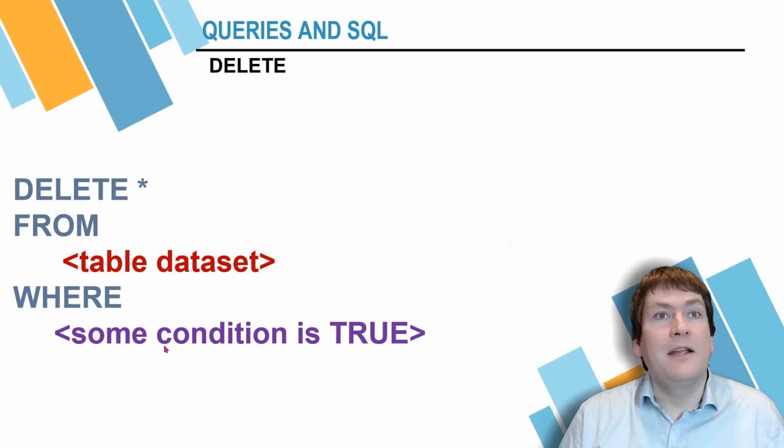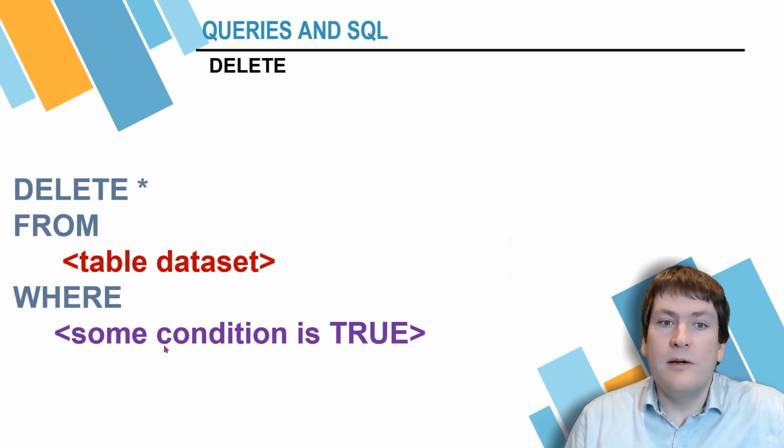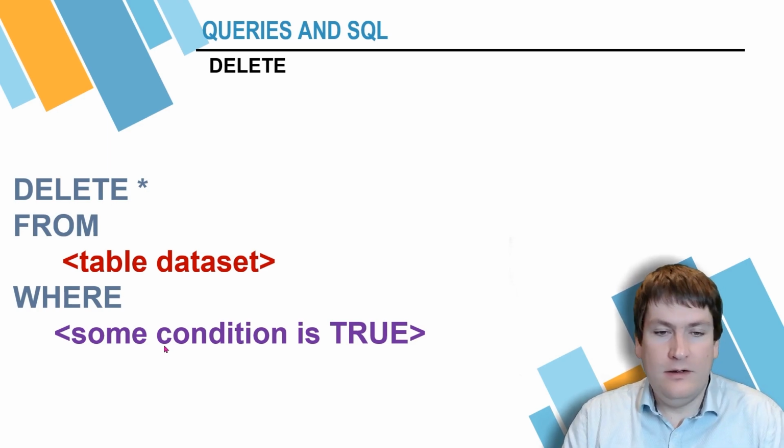So delete is going to be exactly what you expect. We're going to be deleting a record from a table. So the syntax works like this. You say delete, asterisk, from, and then you list the table that you're deleting something from, where, and the criteria that has to be matched.